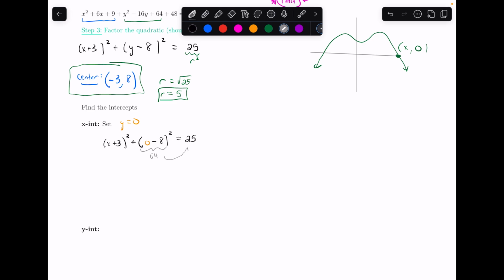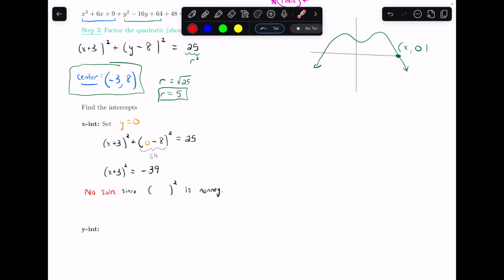So I can subtract that over to the other side because I'm going to try to isolate this x. I'll get x plus 3, that whole thing squared, equals 25 minus 64, which is negative 39. And now I can tell, without doing any more work, that this definitely has no solution, since something squared can never end up being negative. Something squared is always non-negative.